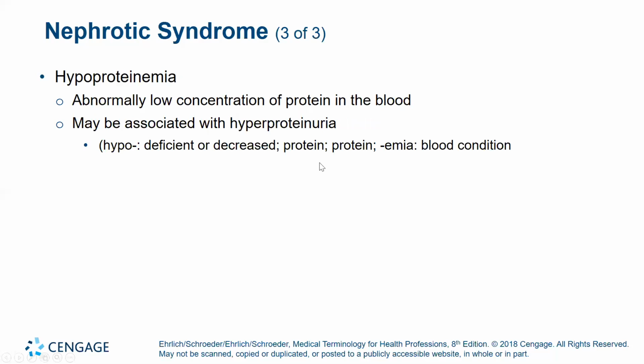Hypoproteinemia is an abnormally low concentration of protein in the blood. Looking at this term, we can break it down. Hypo is deficient or decreased, protein is protein, emia is blood condition. And this may also be associated with hyperproteinuria.